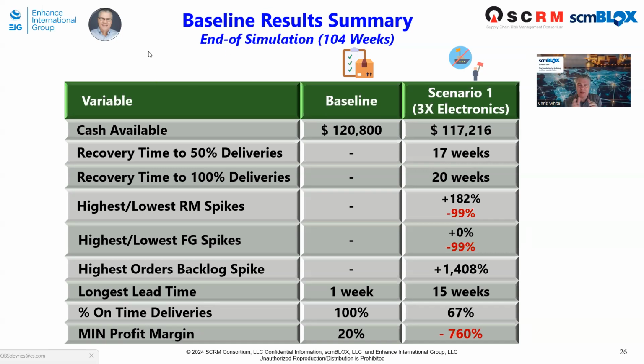While that's happening, with all these delays, the backlog of orders that we have to satisfy just keeps growing. And so we experience a 1,400% growth above our normal orders backlog. It creates our longest lead time of 15 weeks compared to 1 week that is our normal. We only delivered 67% on time, and our minimum profit margin plummets to negative 760% at some point during that 2-year period, just representing that we're not selling anything, and yet we've got this stuff coming into our company that we're paying for.